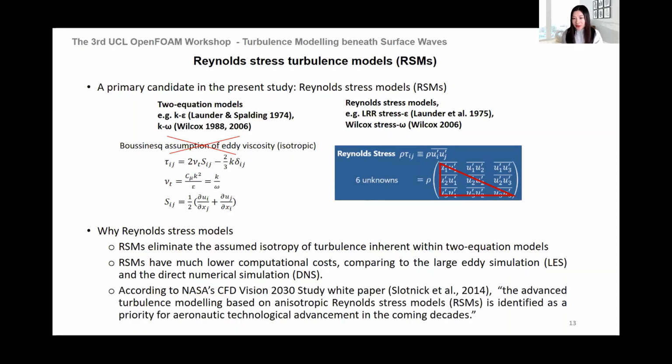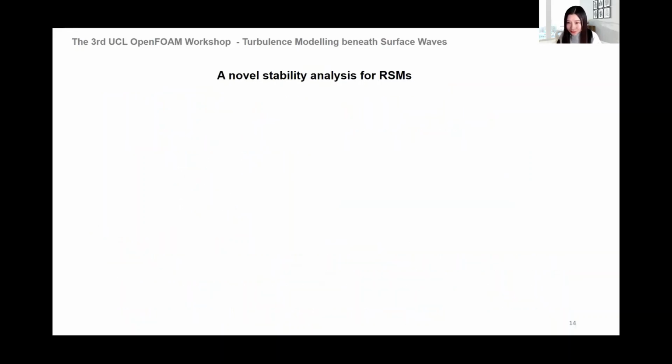And one more thing is that according to NASA's Vision 2030 study white paper, advanced turbulence modeling based on anisotropic Reynolds stress models is identified as a priority for aeronautic technological advancement in the coming decades. And here, we are also very interested to see the RSM behaviors in the ocean, offshore, and coastal engineering field, especially for simulating waves, breaking waves.